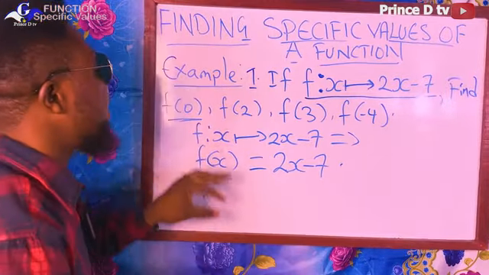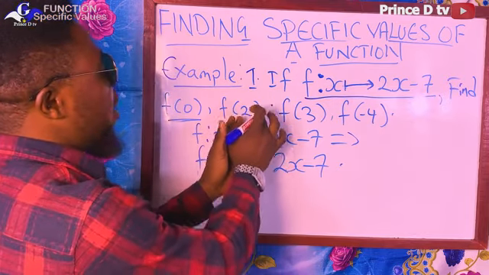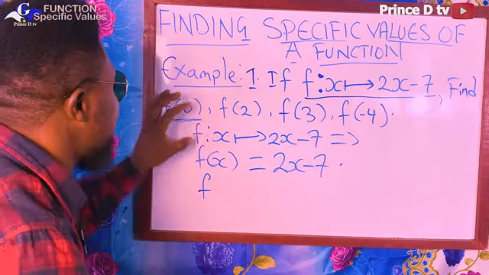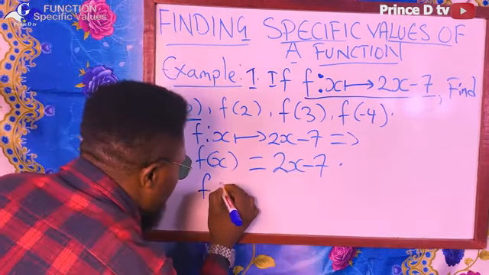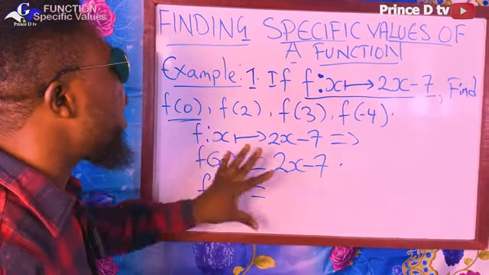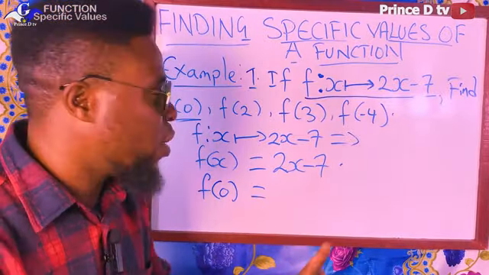Anywhere I see x, I replace it with the 0. We are starting with 0. So if I'm to look for f of 2, anywhere I meet x, I replace it with 2. But in this case, I'm starting with 0. So f of 0 is equal to, everywhere I meet x, I replace it with 0. That's the rule.